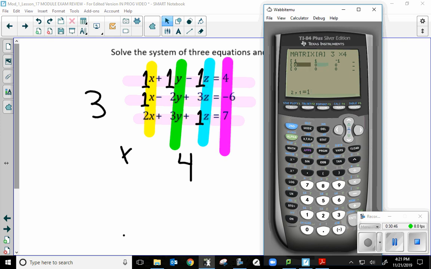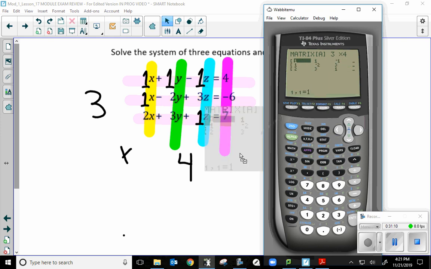1x, this is my middle equation. Minus, or negative 2 for the y's. A 3 for my z's. And then negative 6 is my solution. And the last equation is a 2 for my x, a 3 for my y, a 1 for my z, and a 7 as my solution, okay?